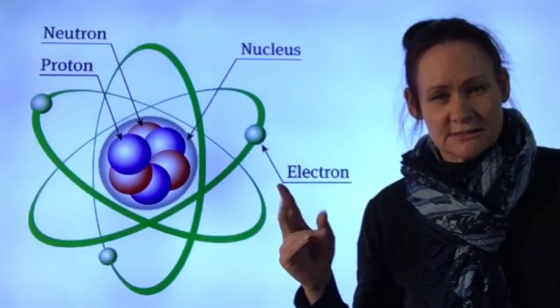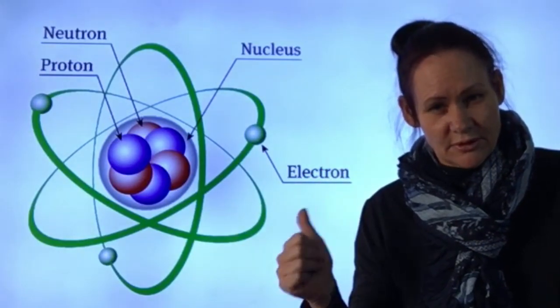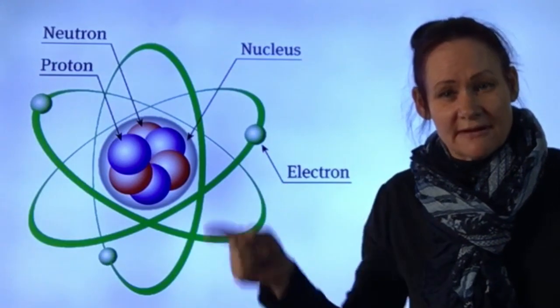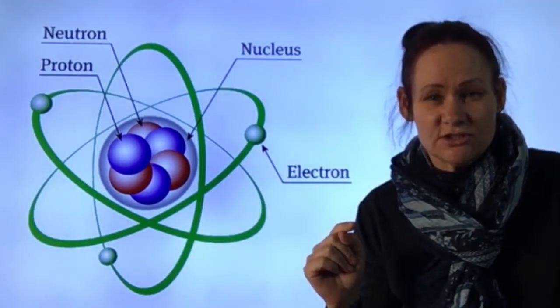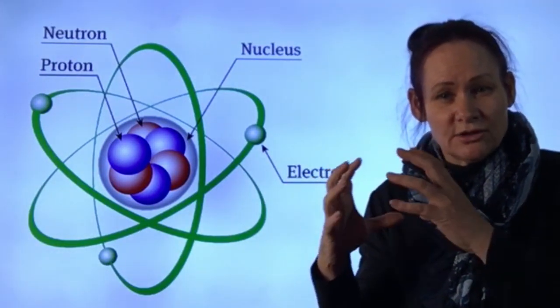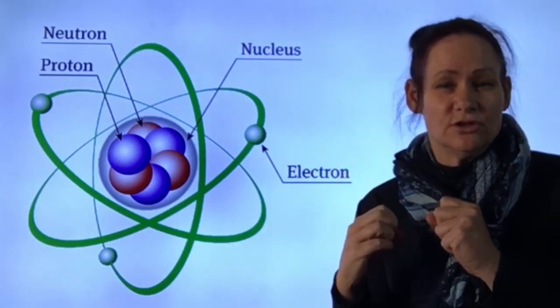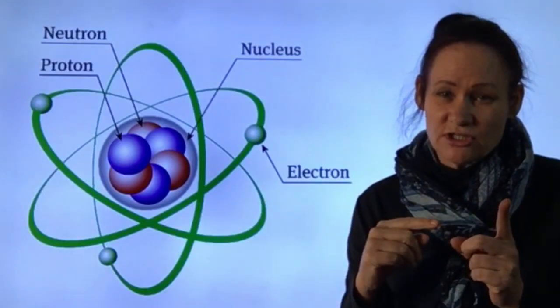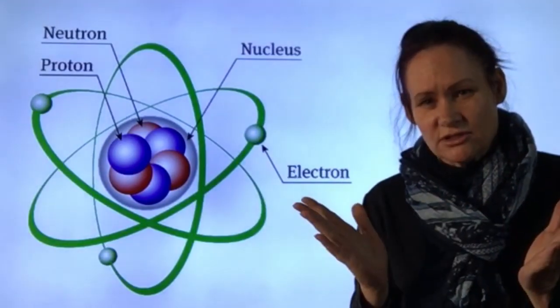So the atom consists of three main parts: protons, electrons, and neutrons. Electrons are the little ones that fly around the outside, and they are negatively charged. And in the middle, in a nucleus, are the protons and the neutrons. Protons are positively charged, electrons are negatively charged, and the neutrons, well, they're just neutral.